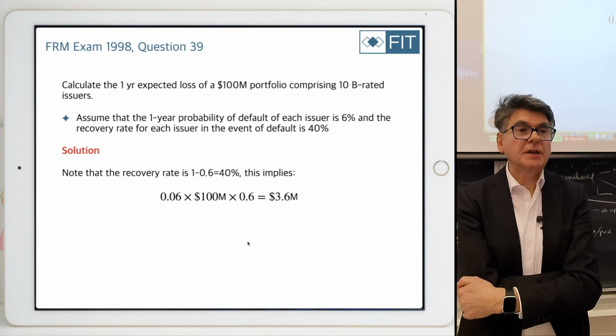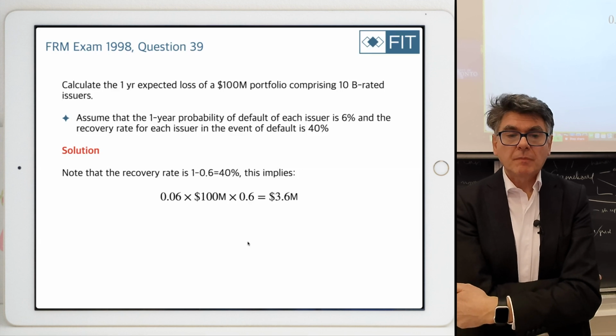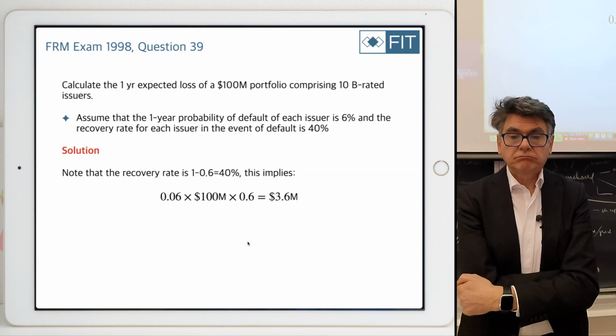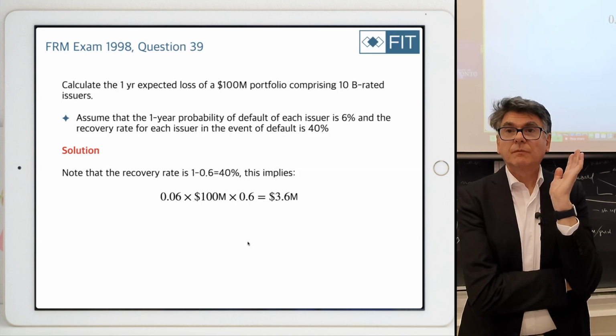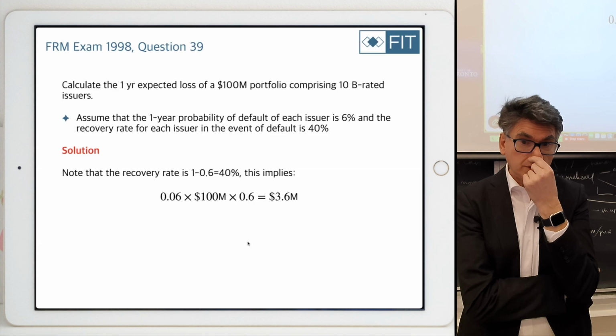Well, this is the expected credit loss. Now, is that clear? Clear? Very simple question. Okay.